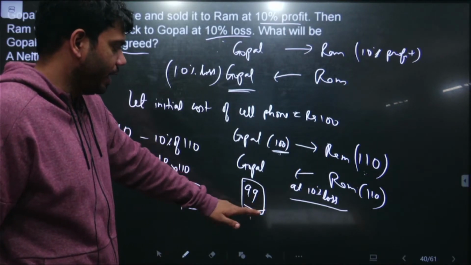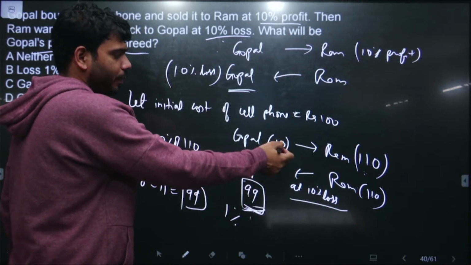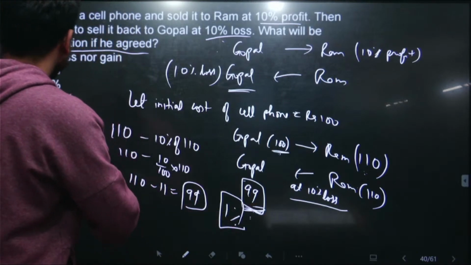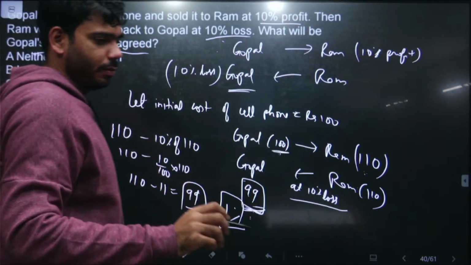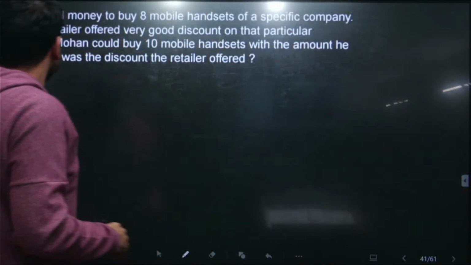So he is getting a gain of 1%. 1 rupee का benefit he is getting. 1 rupee out of 100 rupees is 1%. So he is getting it at a gain of 1%. Right? So option number C is right over here. So this is the next question.